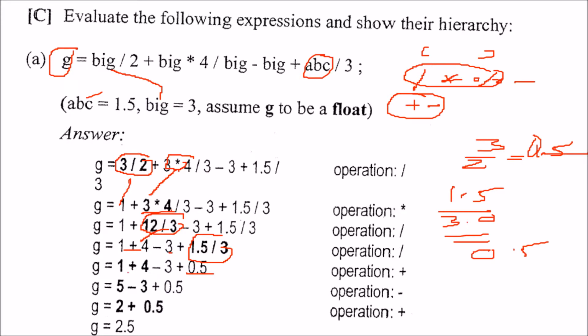Now we have plus and minus, there are many values here, and all can be taken. First of all, 4 plus 1 will be 5, and then 5 minus 3 will be 2, and then 2 plus 0.5 is 2.5. 2.5 because G is float, so 2.5 will come.